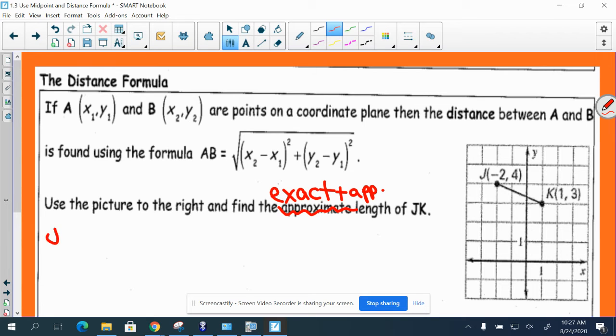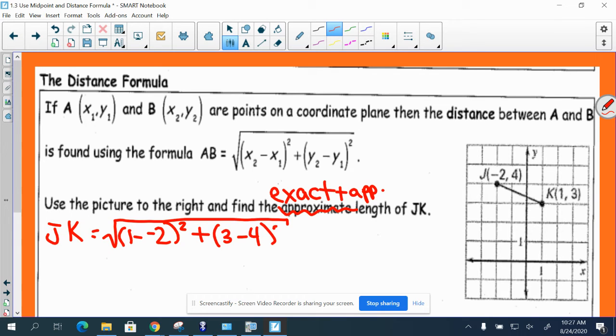So the length of JK is equal to, and this is how I would do this, a big square root. And I would do x2, we'll call K the second point, J the first point. So 1 minus -2, close parentheses, squared, plus y2 minus y1, so 3 minus 4, 3 minus 4 squared.